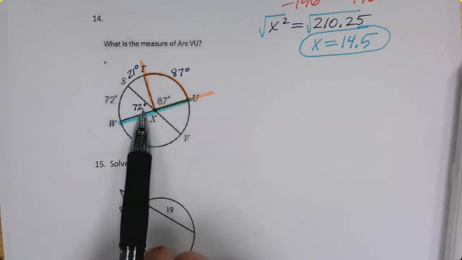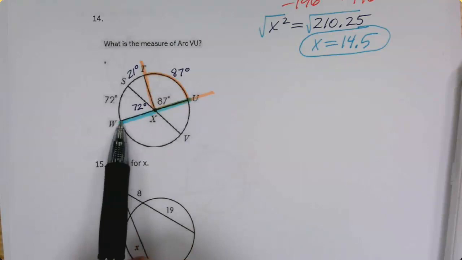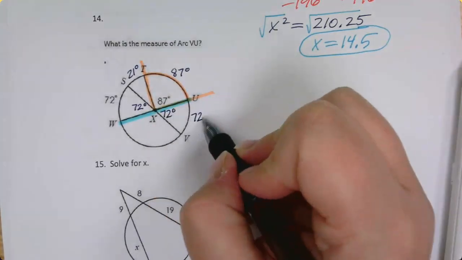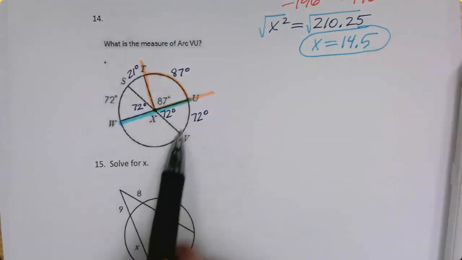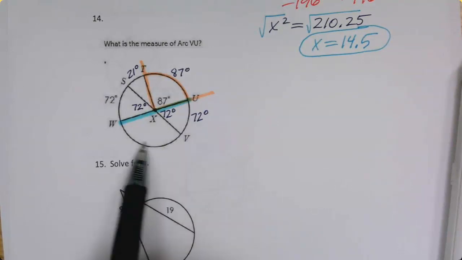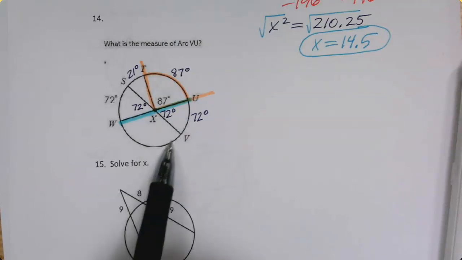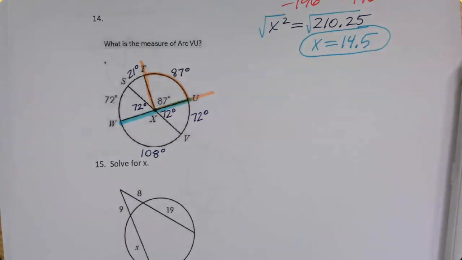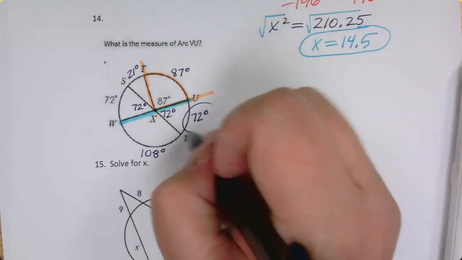Now, another thing I notice here is that I have vertical angles. This SV, which is a diameter, and UW make an X shape. So this is 72 also, which makes this 72. And finally, everything on one side of a diameter adds up to 180. So if I take the 72, subtract it from 180, that will give me WV. So that's 108. I like to do what I just did, find all the missing stuff before I answer questions about it. So arc VU, well, we just found that. So it's 72 degrees.